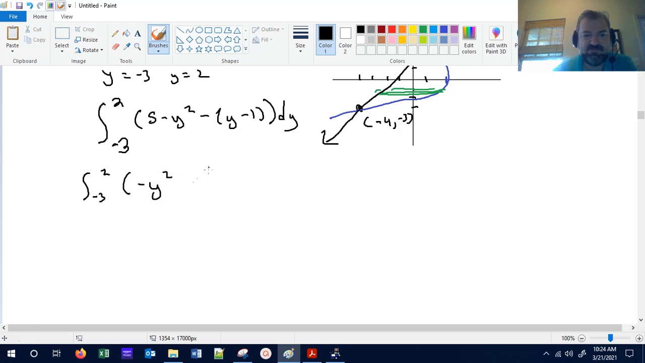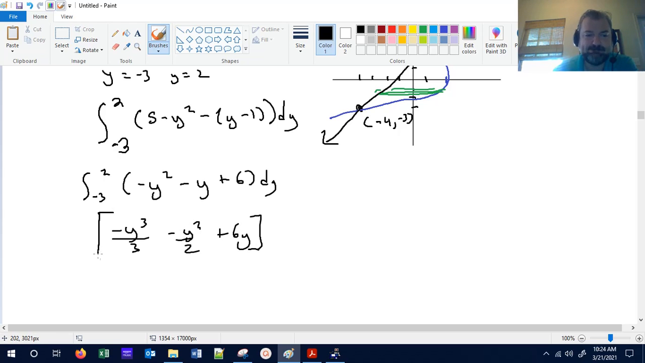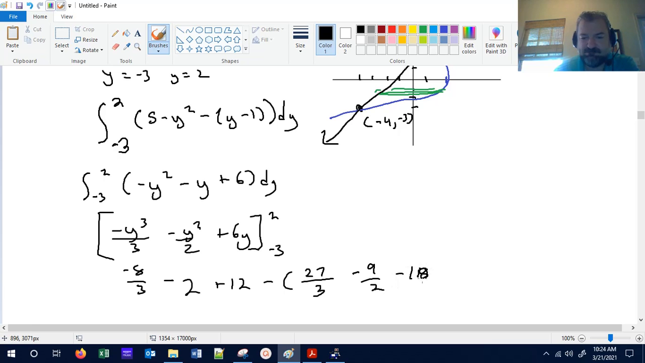So here, that'd be a -y squared. Looks like a minus y. And then plus 1 plus 5 is plus 6 dy. So -y cubed over 3 minus y squared over 2 plus 6y. So -8/3 minus 4 over 2 is 2 plus 12. Now I'm doing the -3, so that would be a positive 27 over 3, which is actually 9, minus 9 over 2, minus 18. And again, I'll let you finish that on your own if you need it.